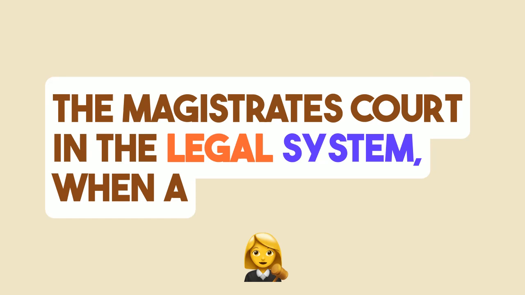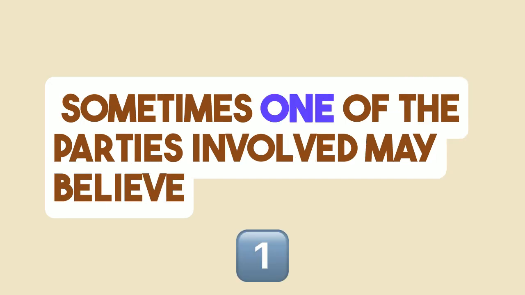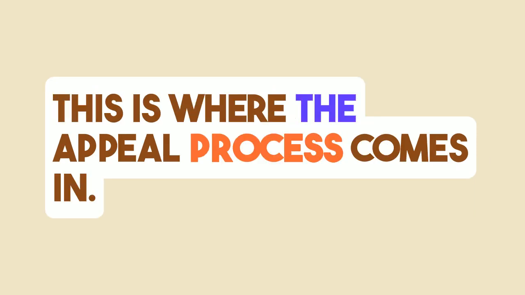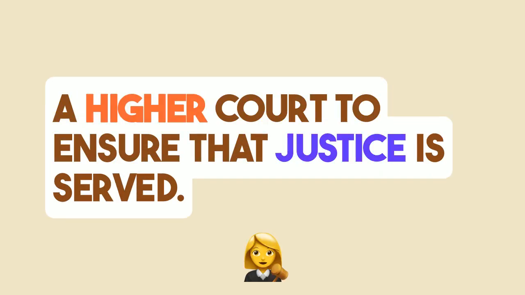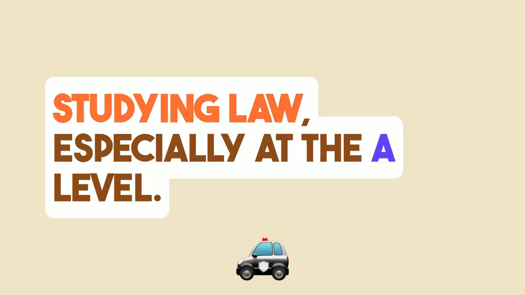In the legal system, when a decision is made in court, it's not always final. Sometimes, one of the parties involved may believe that the decision was unfair or incorrect. This is where the appeal process comes in. An appeal allows the case to be reviewed by a higher court to ensure that justice is served. Understanding how appeals work is essential for anyone studying law, especially at the A-level.